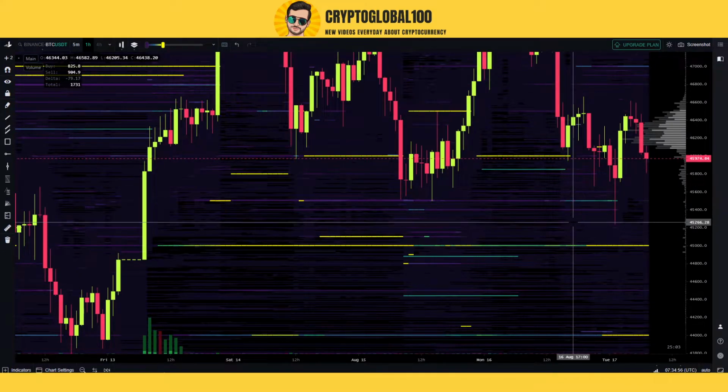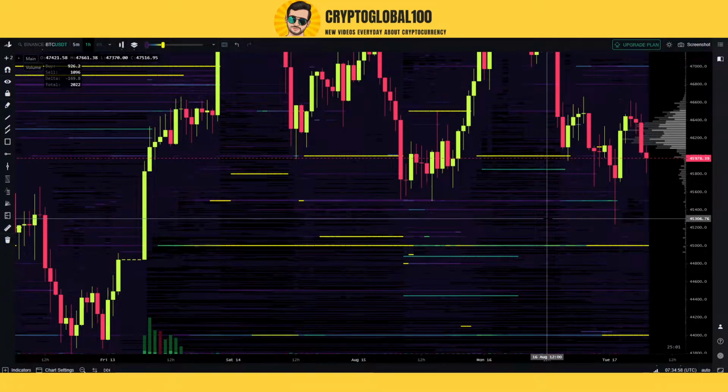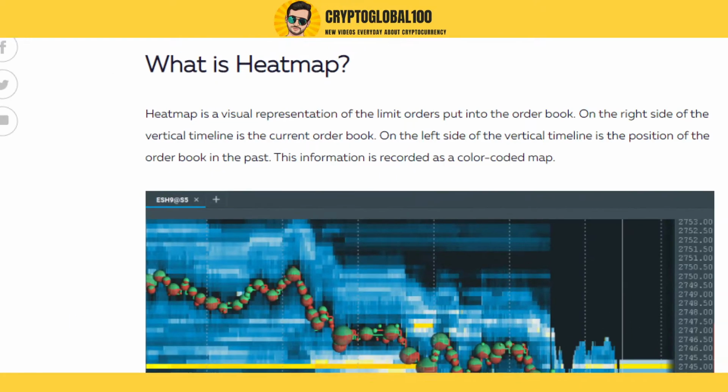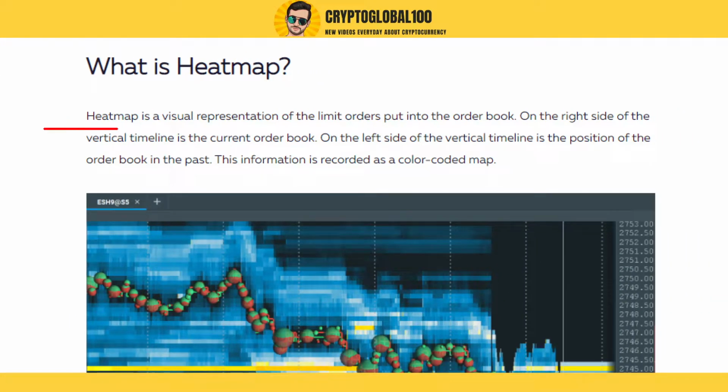Now I'm gonna give you practical examples rather than explaining this. Just to show you, I'm gonna read out just these 3 lines. Heat map is a visual representation of the limit orders, the orders you see on Binance or any other exchange, basically put into the order book. Basically heat map shows us the order book, the orders which have been put up into the order book.